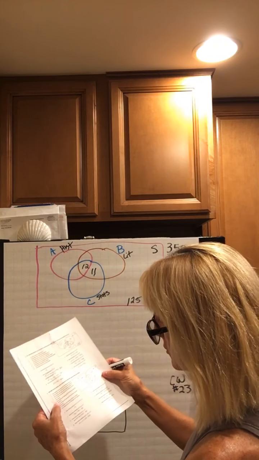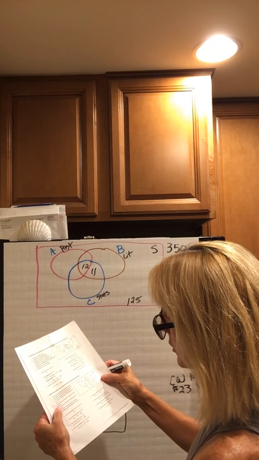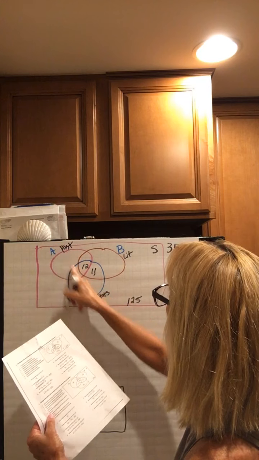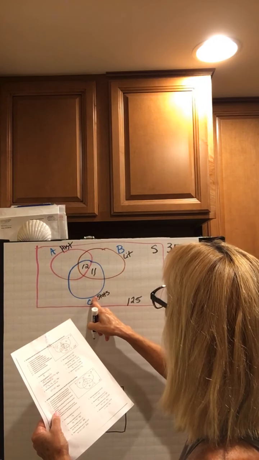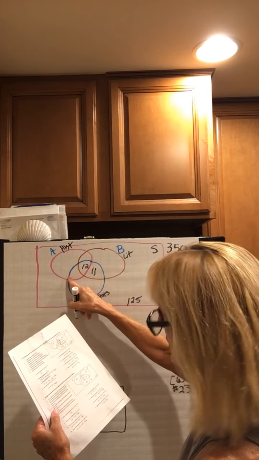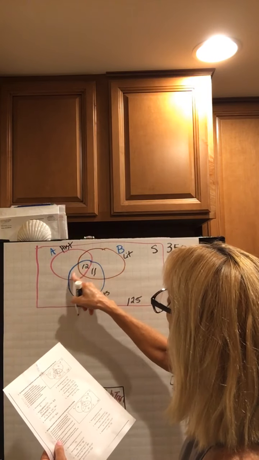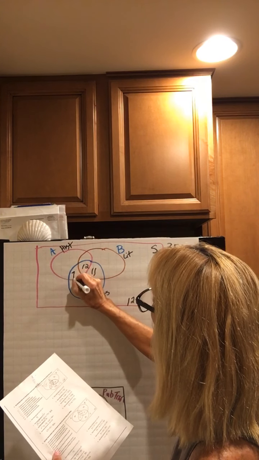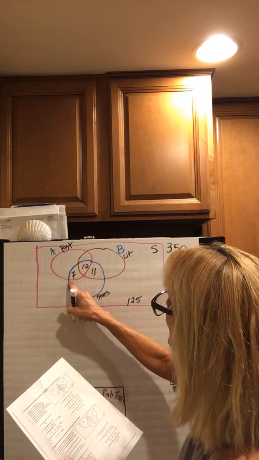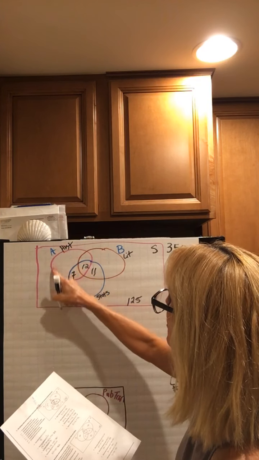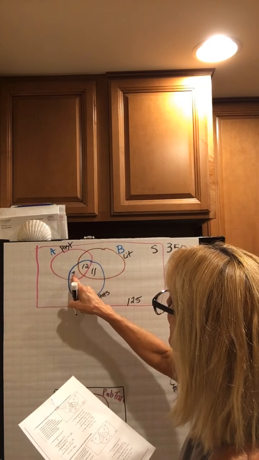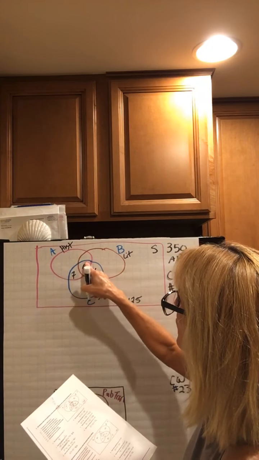Moving up the bullets, it says 19 students are taking AP US History and AP Statistics. So stats and history. This would be that football right here, and it says 19. So 12 plus what is going to give me 19? That would be a 7. 12 plus 7 gives me 19. So this is history, the pink circle, and the blue circle where they connect. That right there is the intersection of those two.